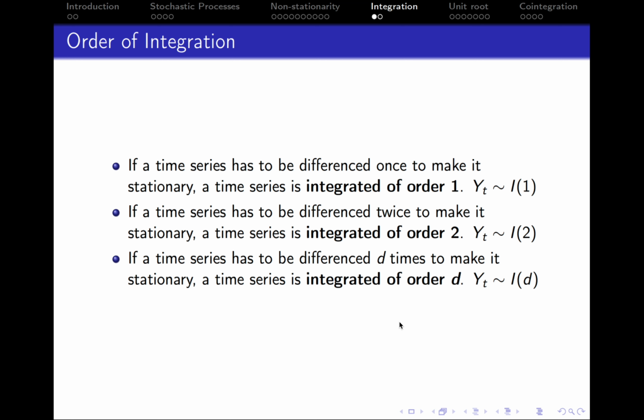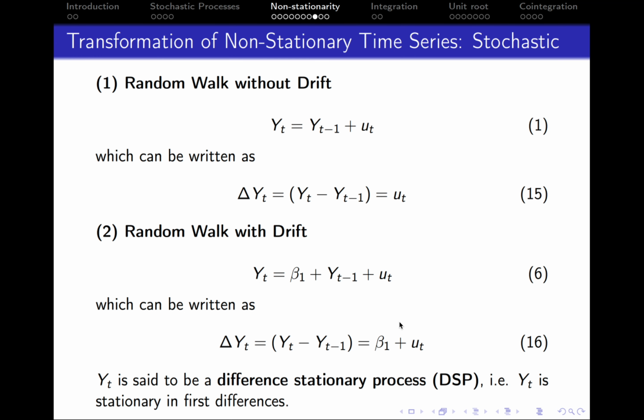Now that we've discussed various types of non-stationarity and how to transform a non-stationary process into a stationary process, let's have a look at order of integration, which is very much related to what I've just told you about in the previous video. So if a time series has to be differenced once to make it stationary, like in our previous example, a time series is integrated of order 1. So if I go back to the previous example, to these two models, those variables from the first model and from the second model, they are integrated of order 1 because we had to difference them only once to make them stationary.